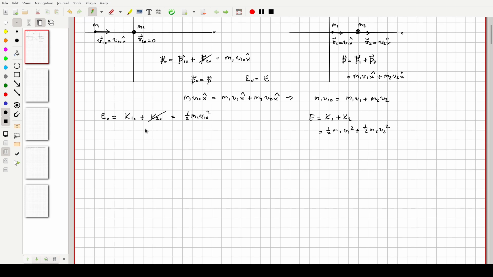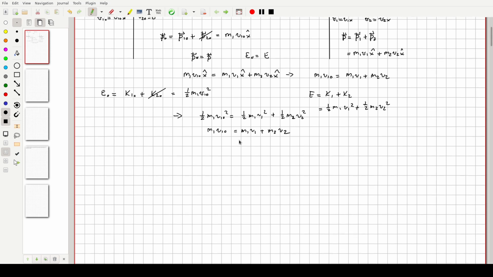So, as per conservation of energy, 1 half m1 v1 naught squared is equal to 1 half m1 v1 squared plus 1 half m2 v2 squared. So this right here is an equation that relates initial stuff to v1 and v2, and then we have the one from conservation of momentum that says m1 v1 naught is equal to m1 v1 plus m2 v2. So now we have two equations and two unknowns.